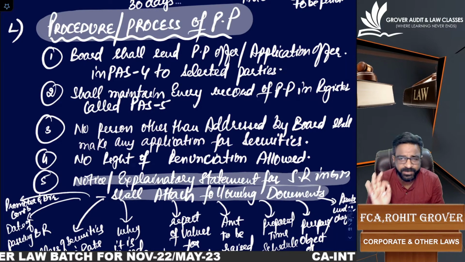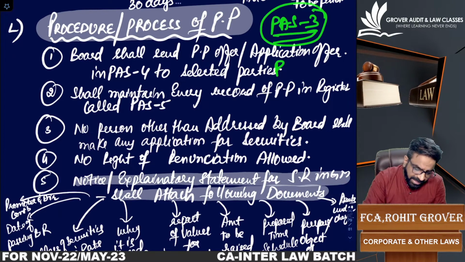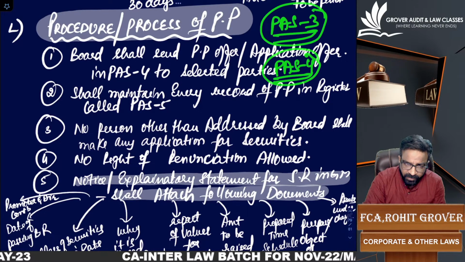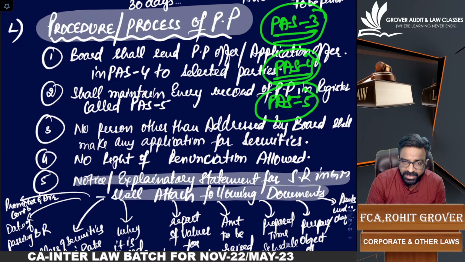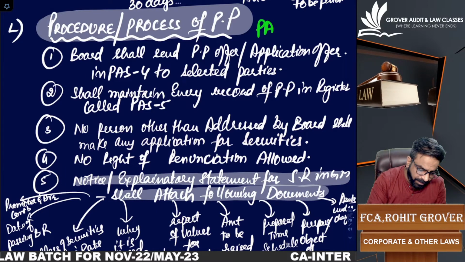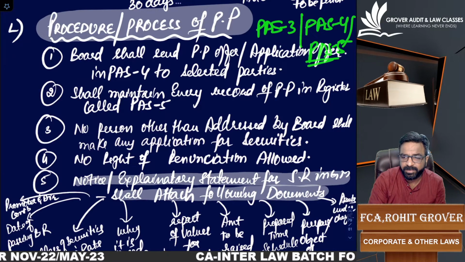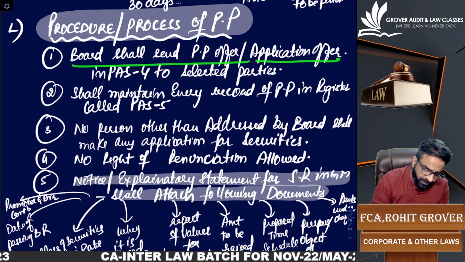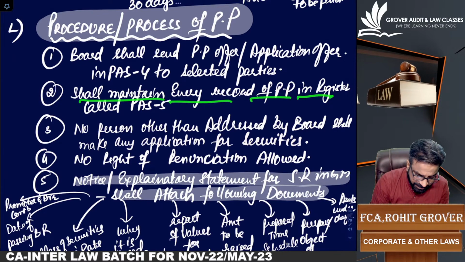So now there are three forms we have learned. PAS3 is the return of allotment. PAS4 is the application form which the Board of Directors sends to all the selected parties. And PAS5 is the register of private placement of shares in which every record of private placement is recorded by the Board of Directors. They may ask you in the MCQs what PAS3, PAS4 and PAS5 are. Is it crystal clear to all? Yes, sir. So point number one, the board shall send the private placement offer in PAS4 to the selected parties. And point number two, they shall maintain every record of private placement in the register PAS5.